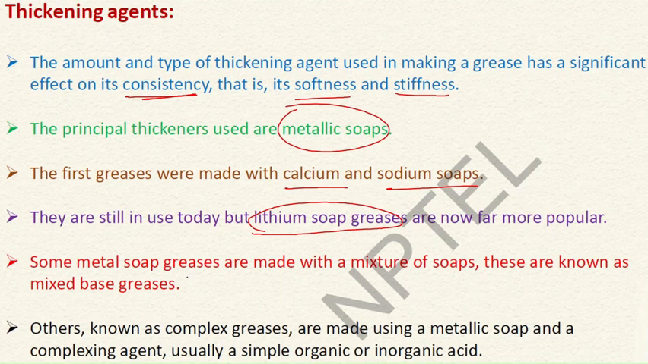Some metal soap greases are made with a mixture of soaps. Sometimes a mixture of more than one type of soap may be used, which is known as mixed base greases. Others, known as complex greases, are made using a metallic soap and a complexing agent, using a simple organic or inorganic acid.